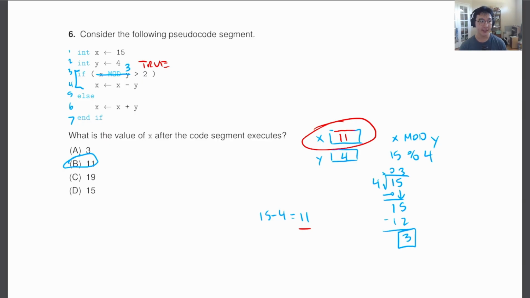All right, so question 6 really tested: do you know your mod? Do you know how if and else works? Make sure you really understand that before going to this exam. That's question 6.